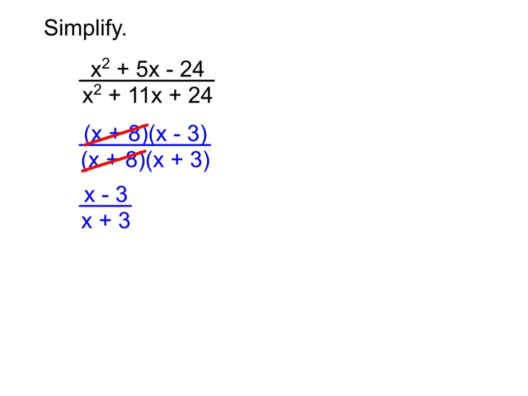All right, so after factoring and then cancelling out anything that's multiplied in both top and bottom, we end up with just x minus 3 over x plus 3. Can we simplify that at all?